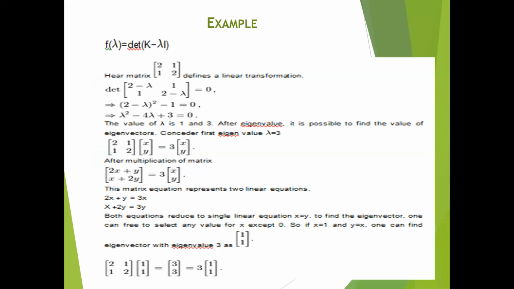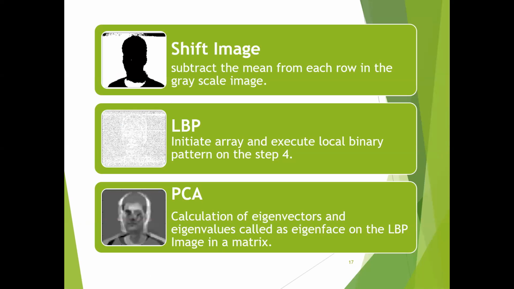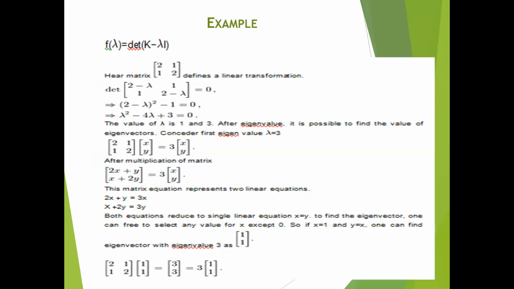So this is the mathematical calculation of the lambda value. After execution, you can also calculate the lambda value manually, right? For better understanding, this is the formula. You can calculate that. We have taken the example of a 2 by 2 matrix, right?